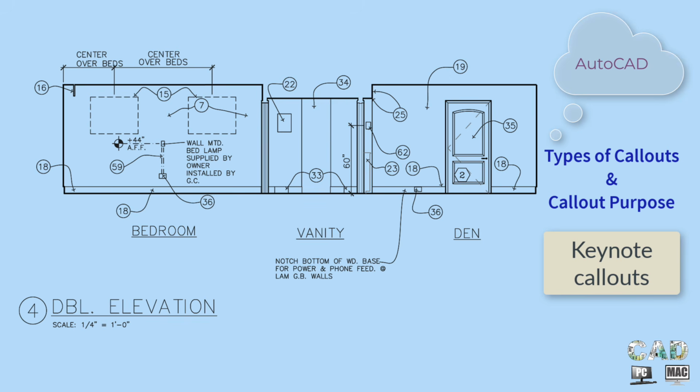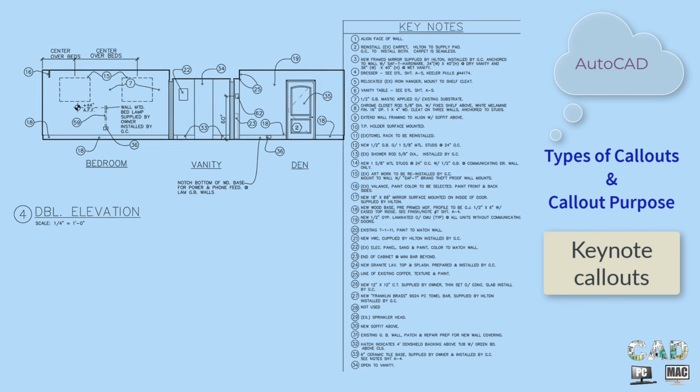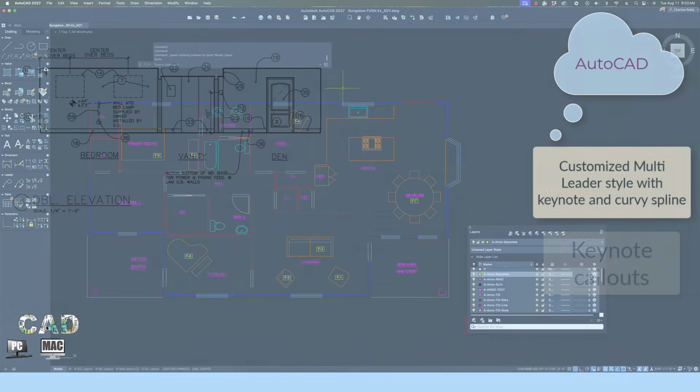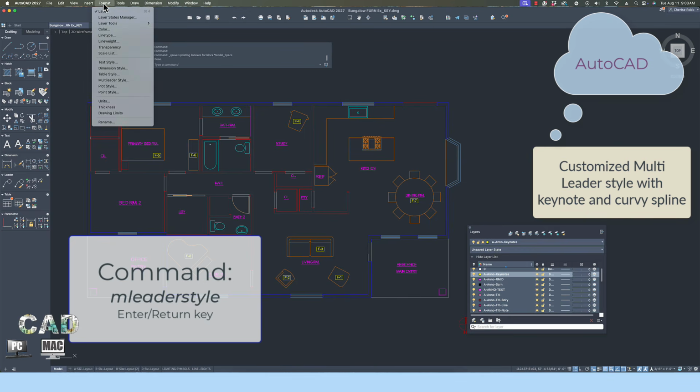This callout example depicts a customized multi-leader format which demonstrates a curvy spline terminating with a user-defined arrowhead and attached to a keynote circle instead of text. With this type of callout, the keynotes must be located on the same sheet as the corresponding keynote number. Let's take a quick look at how this multi-leader style was formatted.